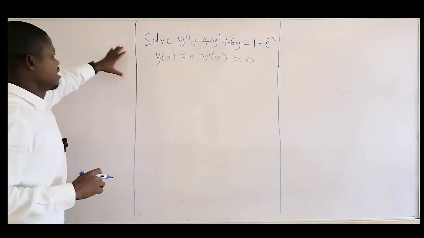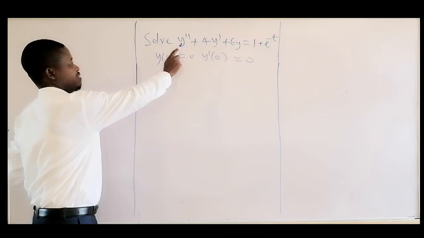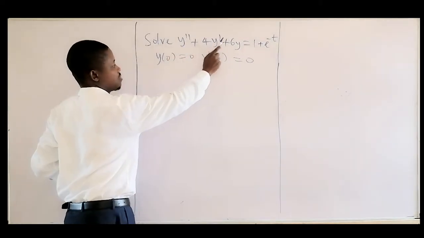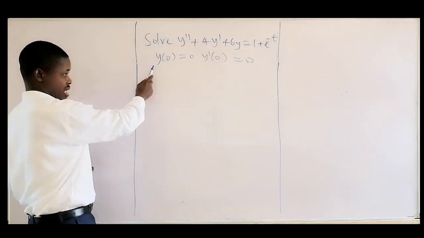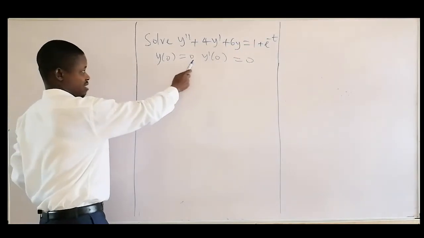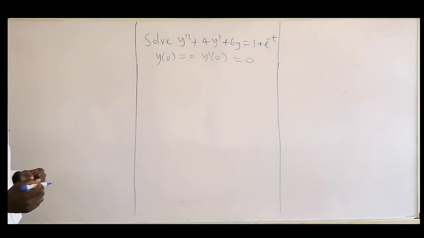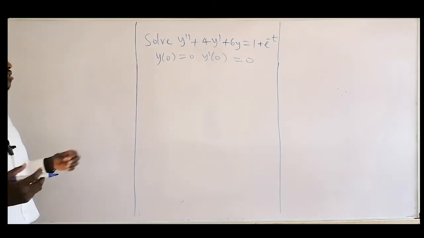We have this question to solve: solve the second differential plus 4 times the first differential plus 6y equal to this. We have some initial values here, y of 0 is this, and y prime of 0 is this. This is under initial value problems, and we're using Laplace transform.